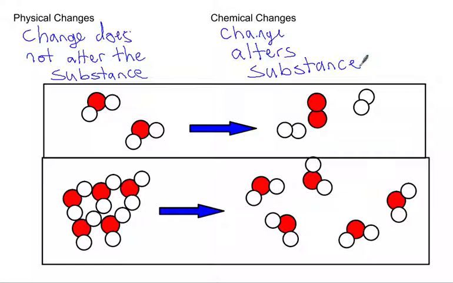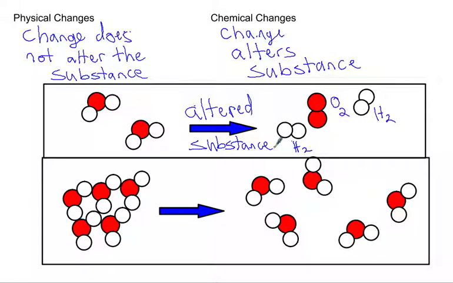Okay, so if we look at these two things in the boxes and try to figure out which one is a chemical change and which one's a physical change, the top one has water molecules, so those are H2Os. Over on the other side of the arrow, I no longer have H2Os. I have some H2s, an O2, and another H2. So here, the substance has been altered. So this is a chemical change.